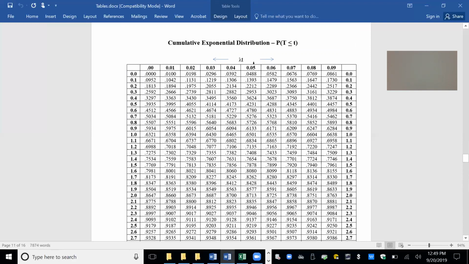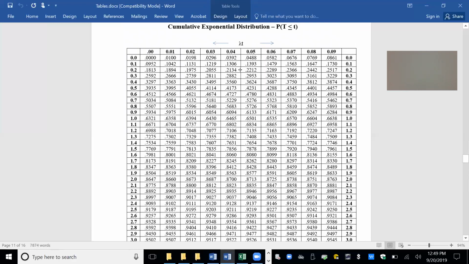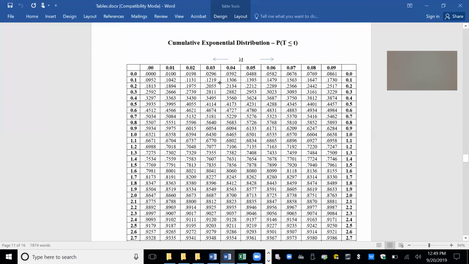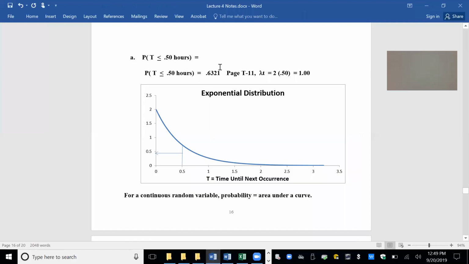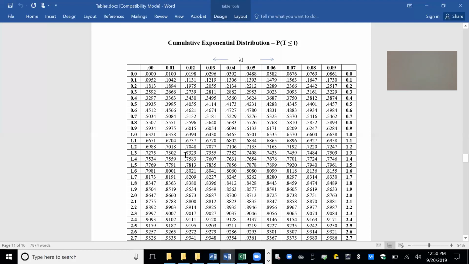All right, eventually we find, on page 11 of our tables, the exponential distribution. And I need a lambda t value. Lambda is 2, and you want me to look at 0.5 or less? 0.5. 1.00 is my lambda t value. I head to my table and I go 1.0. That looks good so far.